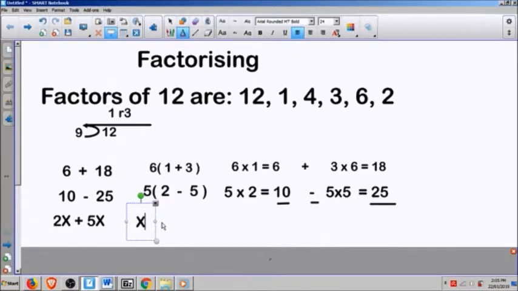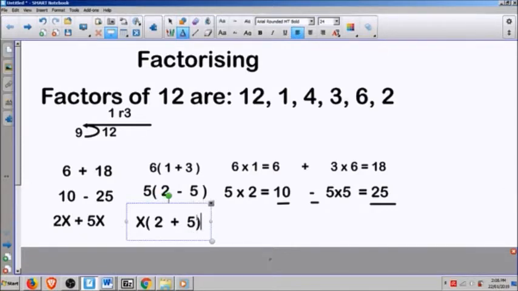X is times into both of those. So we're going to put the x outside the bracket this time. All right, now how many x's in 2x? 2, so put a 2 in there. Plus, how many x's in 5x? I think you can tell, it's 5.